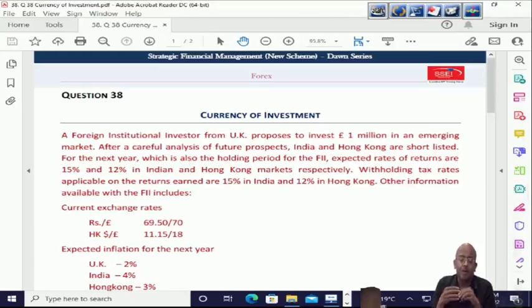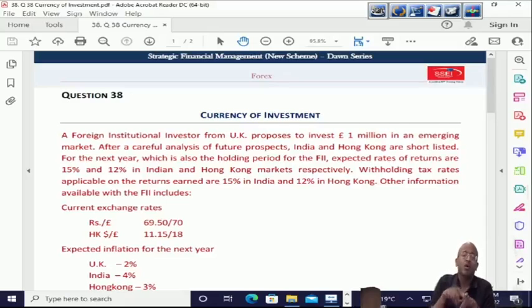Please convert pound into rupee. So 1 million pound into 69.5 is 69.5 million rupee. No calculations required. You sell 1 million pound at 69.5, you get 69.5 million rupee. My alternative one is investment in India. Now 69.5 million rupees invested in India at the post-tax rate of 15%, which is 12.75%.